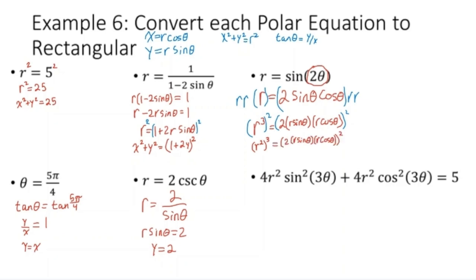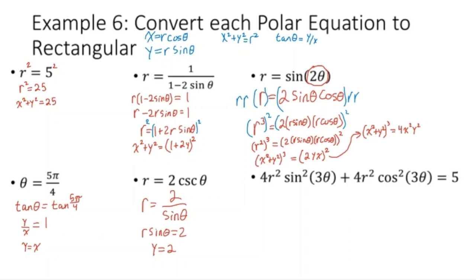Now we can do our replacements. R squared becomes x squared plus y squared. 2r sine theta times r cosine theta becomes 2yx. The left-hand side we'll keep as is. And on our right-hand side, we'll go ahead and square everything, giving us 4x squared y squared. So we have x squared plus y squared quantity cubed equals 4x squared y squared, which is equivalent to r equals sine of 2 theta.